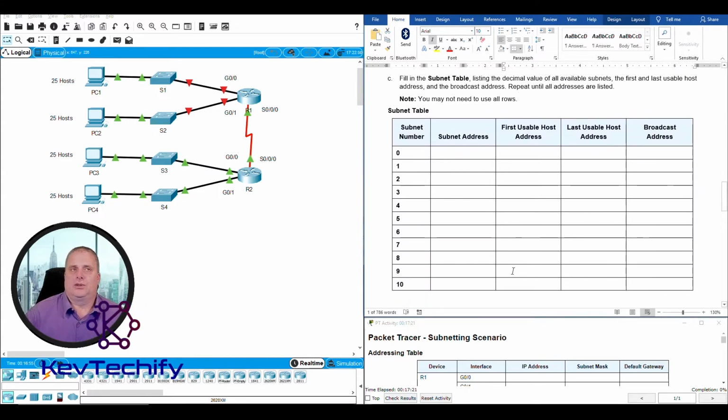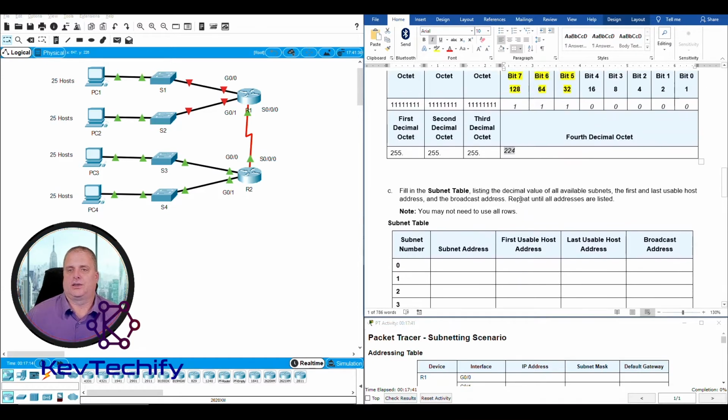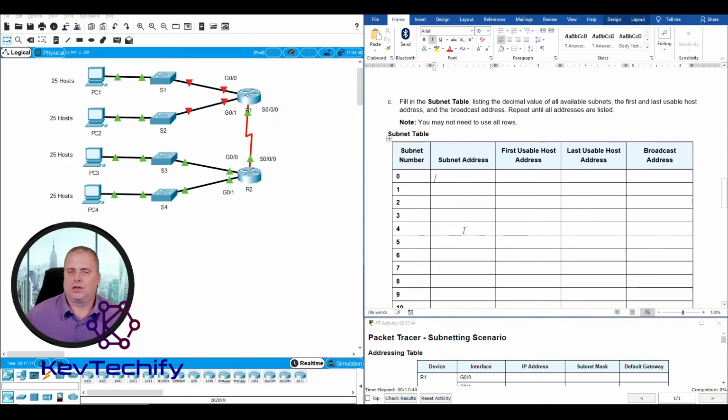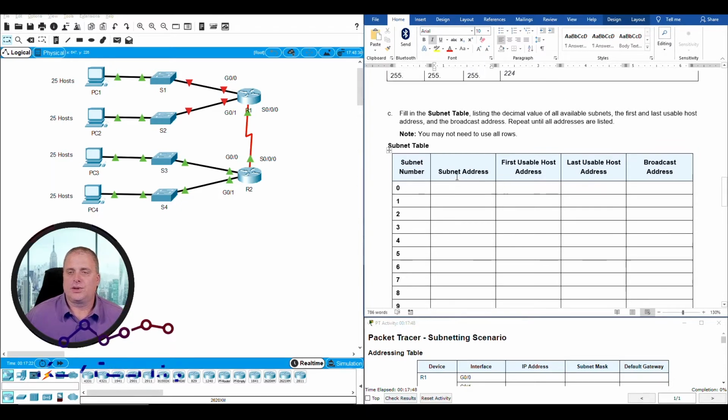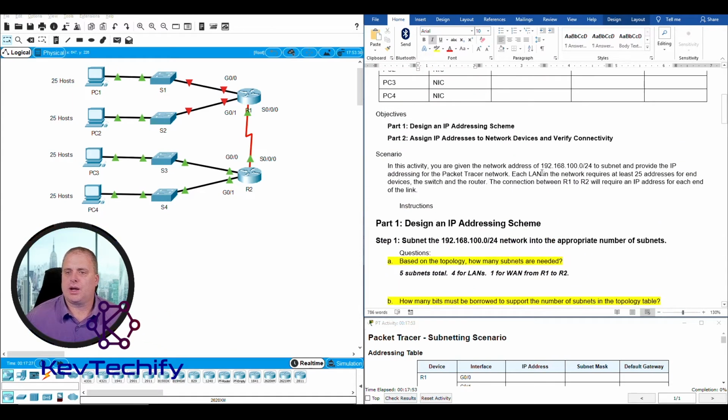Fill in the subnet table, listing the decimal value of all available subnets, the first and last usable host address, and the broadcast address. Repeat until all addresses are listed. Okay, so getting started here is a little interesting. What we do here is the subnet address. Once again, the first 3 octets in our address, we can't change anything. That was given to us by our network administrator, by our internet service provider.